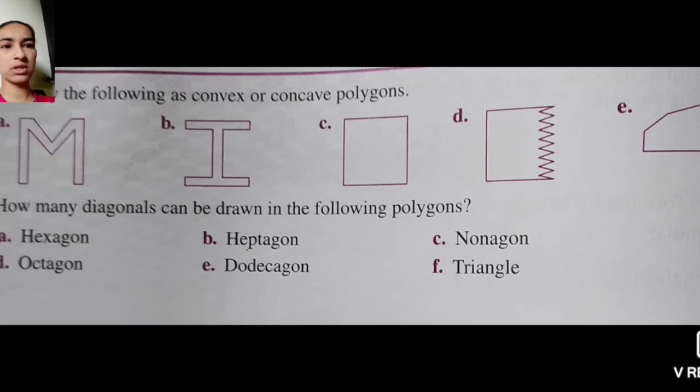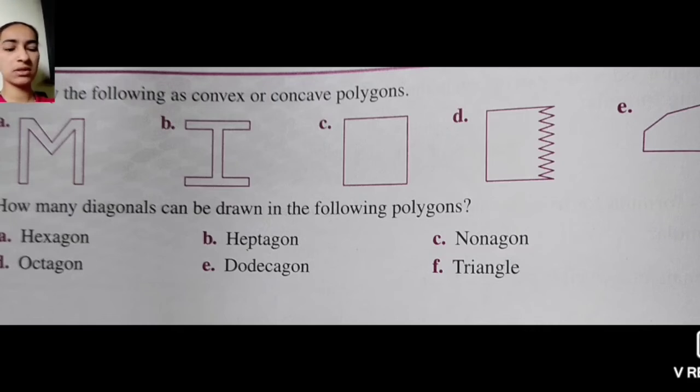Okay, now see the third one, C. It is a square or a rectangle. So it will be convex. Why? Because all the angles of that are less than 180. Yes students, so it is convex.